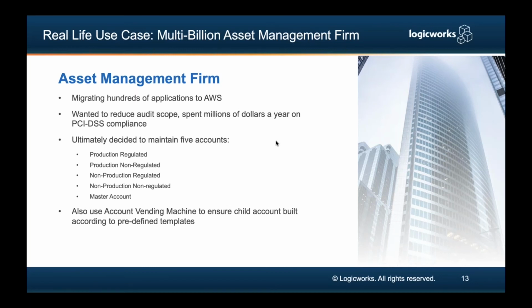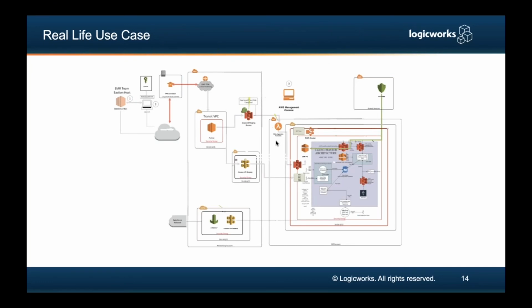So this is the second use case that we talked about by segregating by business need instead of business unit, right? For this account, we actually decided to maintain 5 different isolated accounts by regulation requirements, right? There's production regulated, production non-regulated, non-production regulated, non-production non-regulated, and then that master account, right? We would use the account vending machine to actually ensure that the children account were built according to these predefined templates, that those guardrails are deployed by default, that the automation and networking tools would be deployed, and again, we have that centralized logging, which is really nice.